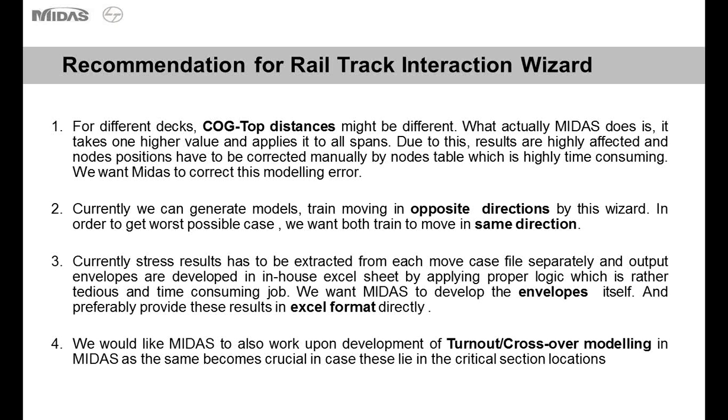With the current wizard, we can generate models with trains moving in opposite directions. In order to get the worst possible case, we want both trains to move in the same direction. Third, as we saw, for developing output envelopes the stress results have to be extracted from each move case file. We want Midas to develop the envelope itself, preferably directly in Excel format. We would also like Midas to work upon development of turnout and crossover modeling, as the same becomes crucial in case these lie in the critical section locations.